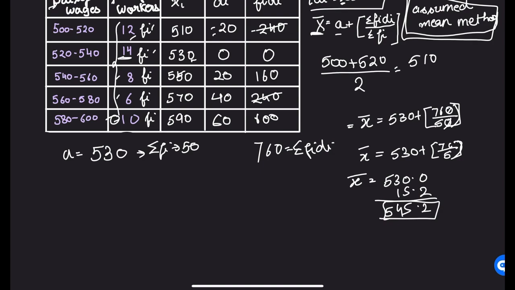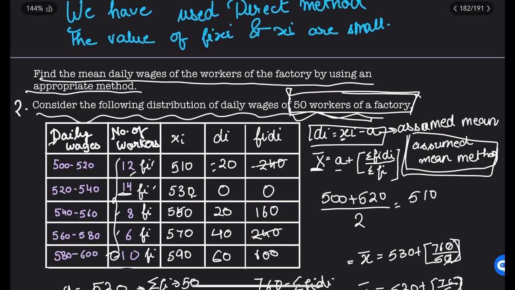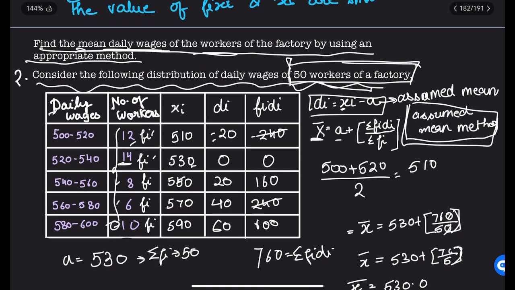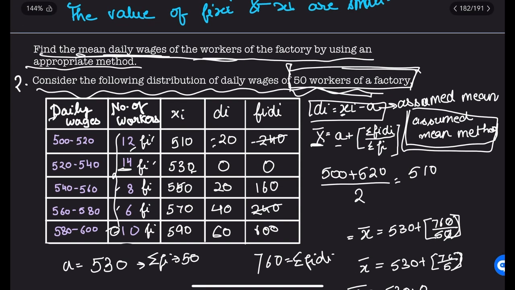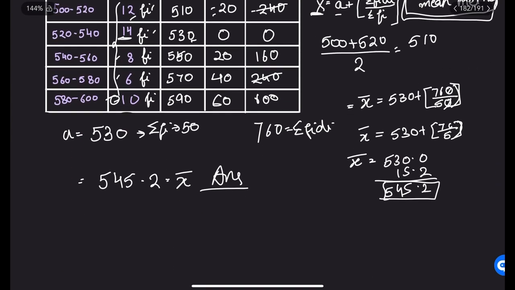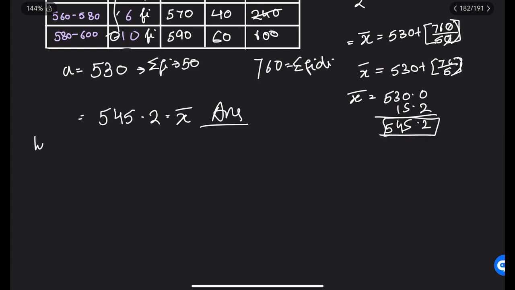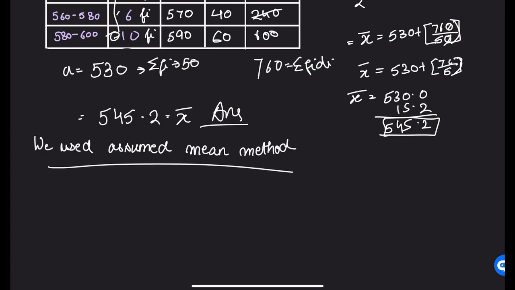So 545.2 is the mean daily wages of the workers. Okay, so 545.2, this is the answer. And what is the appropriate method? The method we used, what method? We used the assumed mean method. So here the question is finished.